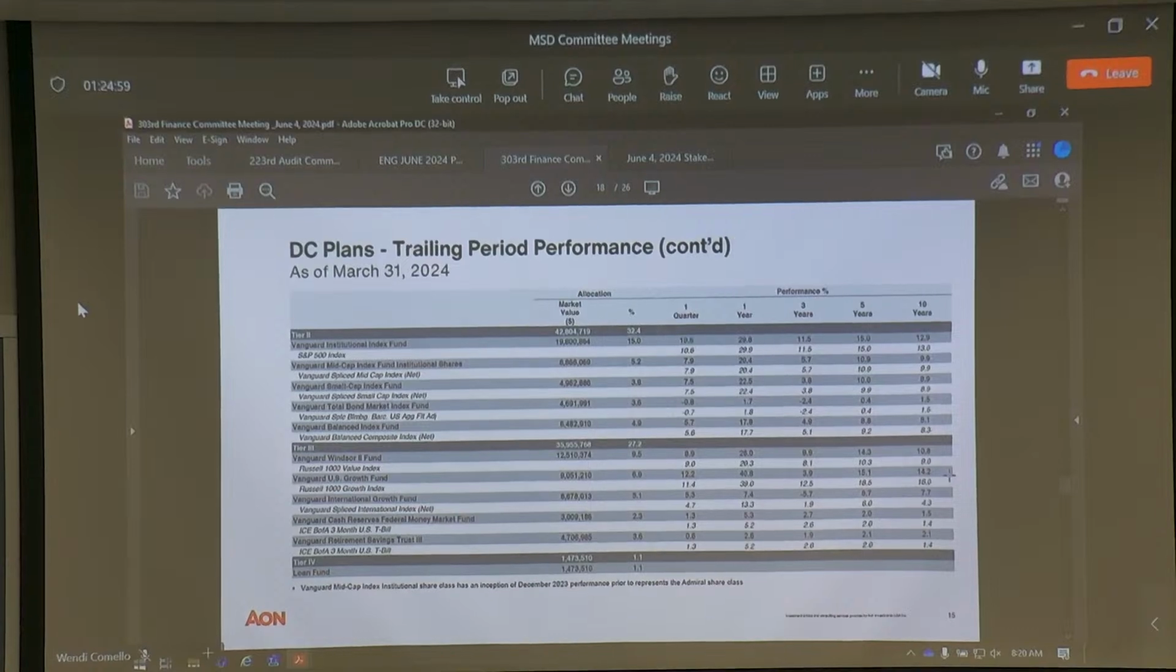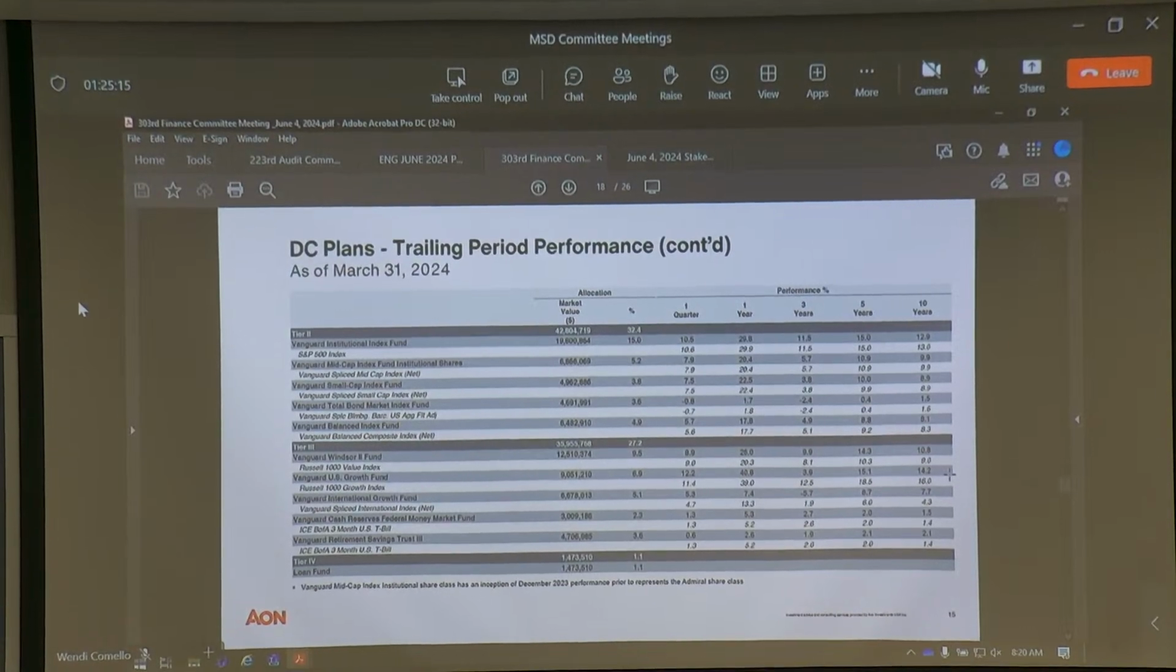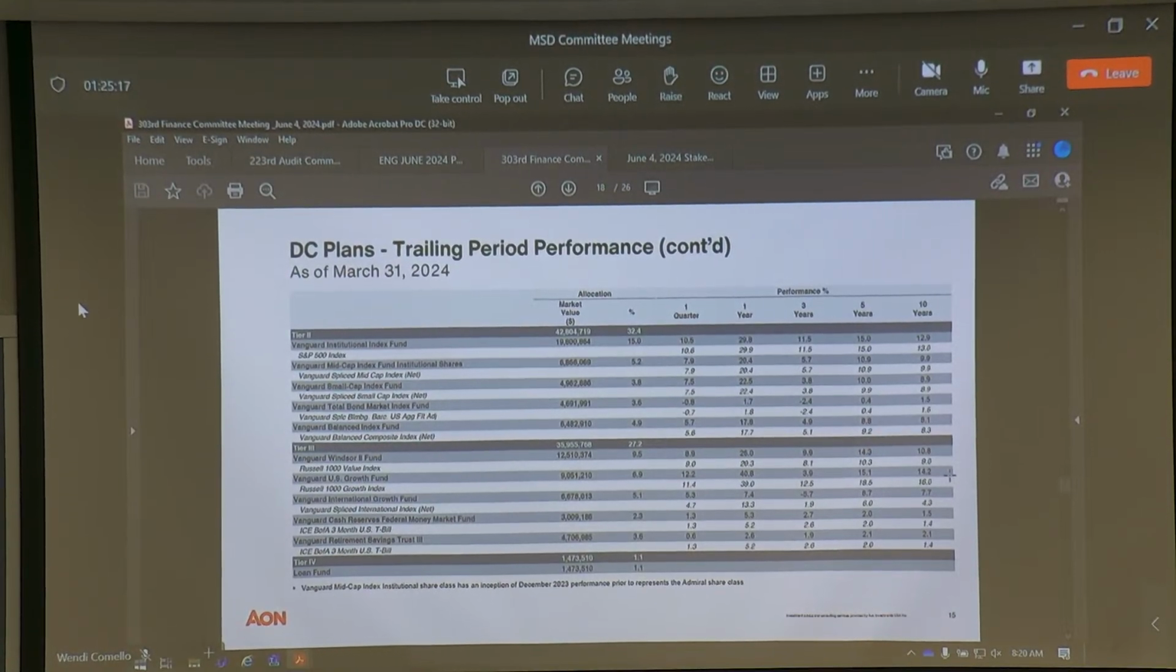They can do it through the U.S. large cap, which is the S&P 500. They can get mid-cap stock exposure. They can get small-cap stock exposure. They can get bond exposure. And then there's also a balanced index fund, which is really just like a 70-30 portfolio of equities and bonds. And that allocation doesn't change.